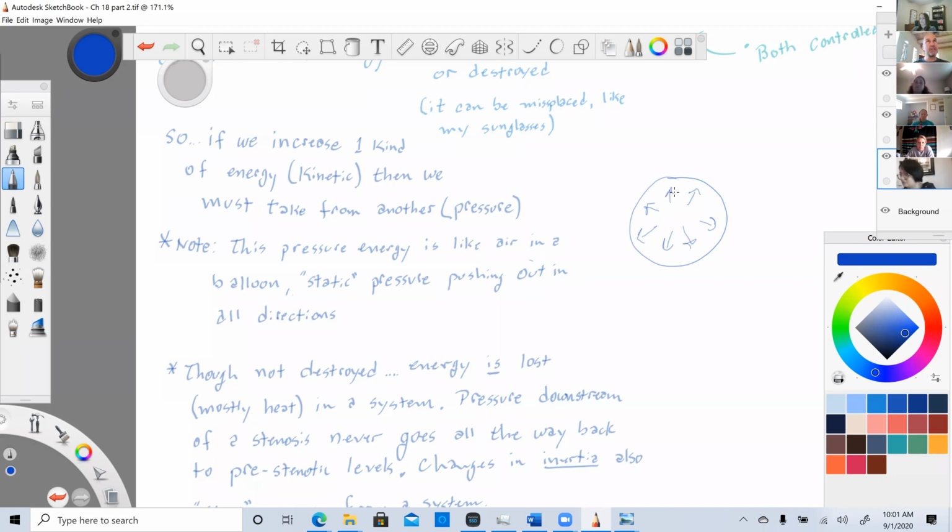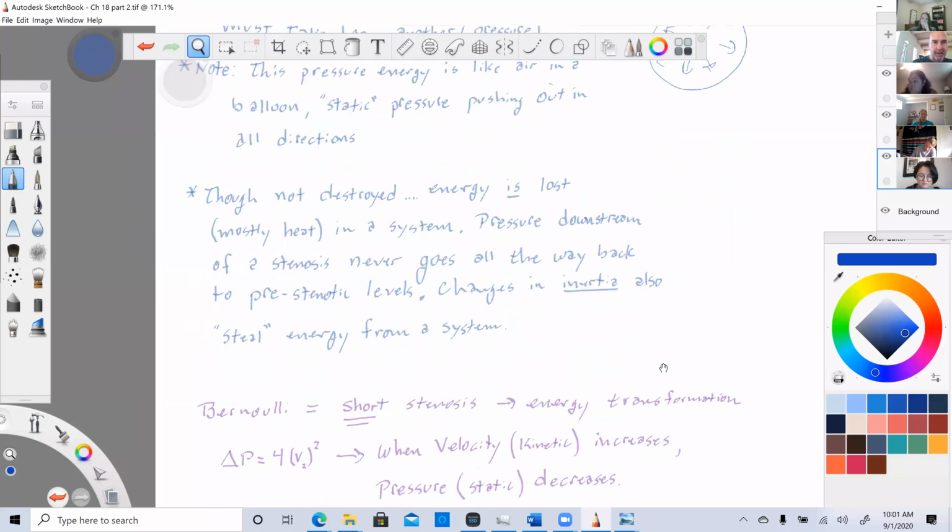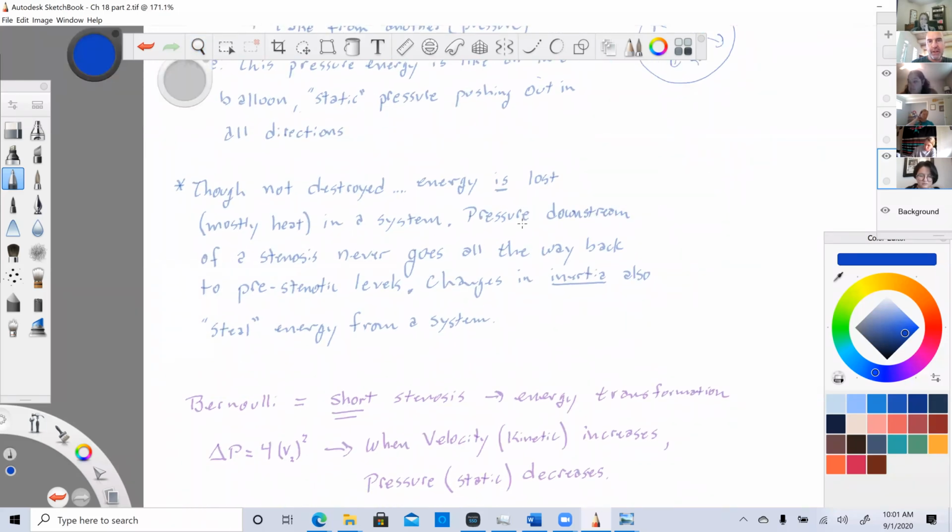Now, it still gains energy from the heart. The heart stops, your static pressure is going to go down to zero. But there is a bit of a difference. It gets a little wonky in there. There's pressure gradient, and then there's static pressure pushing out in all directions. Still provided by the heart. Though not destroyed, energy is lost, mostly heat in a system. Pressure downstream of a stenosis never goes all the way back to pre-stenotic levels. Changes in inertia also steal energy from a system.